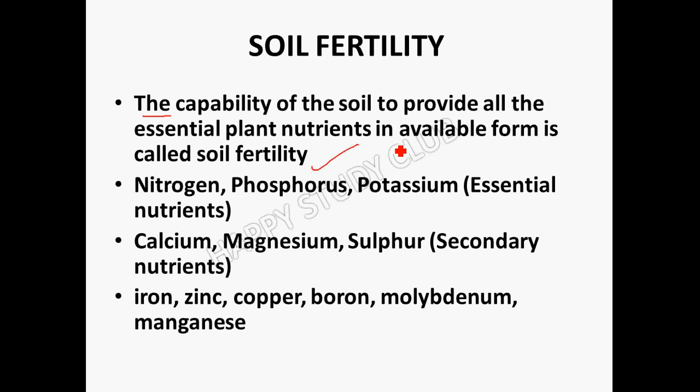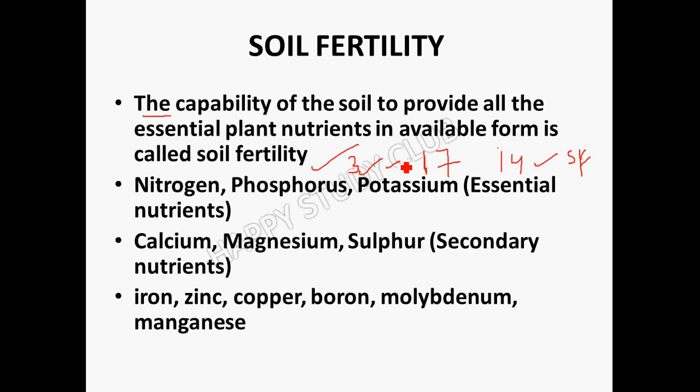Okay, there are a total of 17 plant nutrients which are very necessary for plant growth. Three of the 17 nutrients are supplied from air and water, and the rest of the 14 nutrients are supplied from soil and fertilizer. Soil and fertilizer, and three of the 17 nutrients are supplied from air and water.